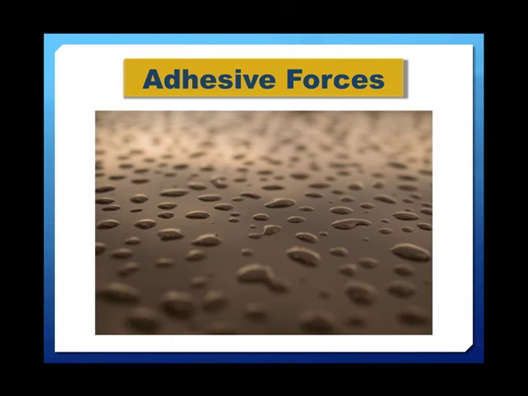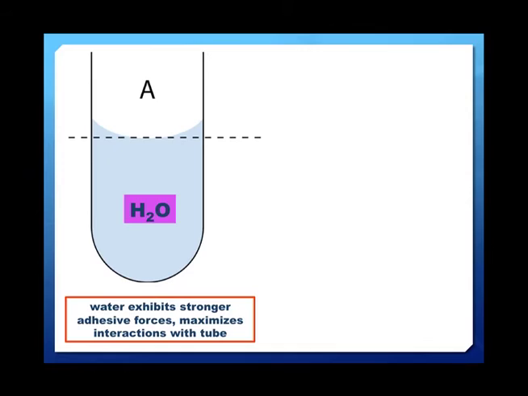But if we place a droplet on glass or another surface that will interact with water, it will spread out and maximize interactions with that surface, because in this case, the adhesive forces are stronger. We can see this happening when we place liquids in a glass tube. Because water is attracted to the glass, it will form a concave meniscus, meaning the surface will curve downwards. This is because it will allow water to maximize its interactions with the sides of the glass tube.